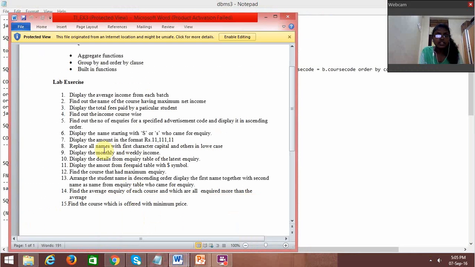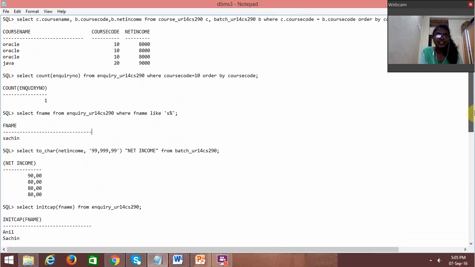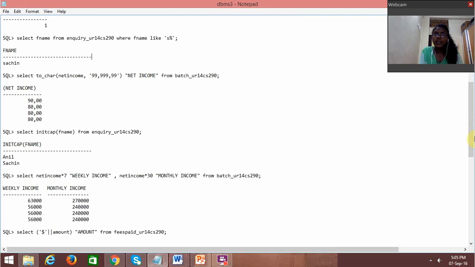The next is display the amount in the format. So this is the specified format. So what we have to do, we have to actually change the amount into character to be able to show it in a particular format. So that is what we have done. We have changed it to character format, and which column that we want to display and in which string format. So net income, and then this is the way that we wish to show.